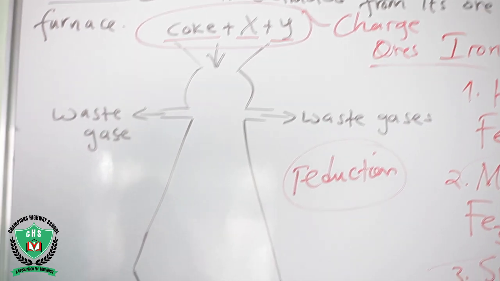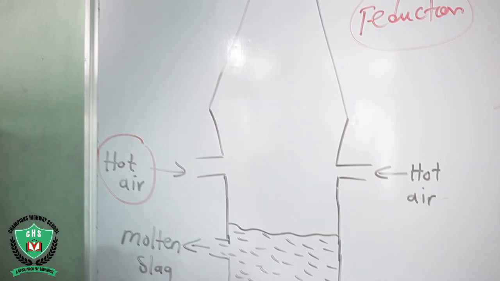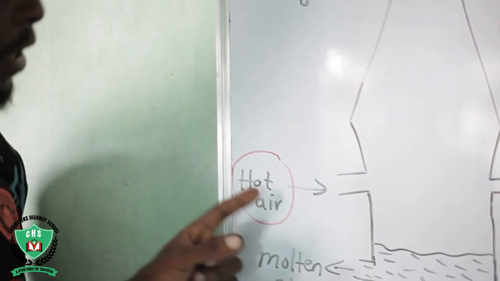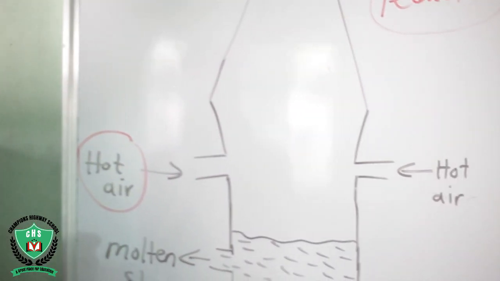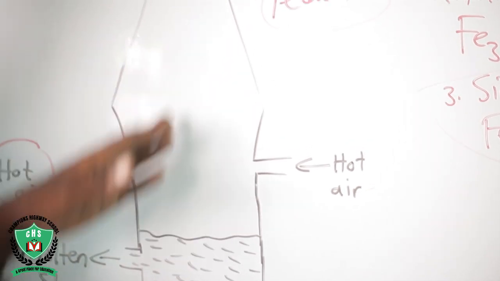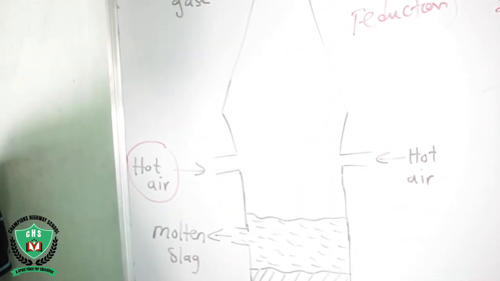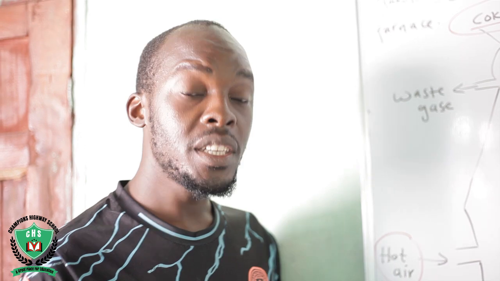These three substances will be put in the blast furnace. And over here, we have hot air entering the blast furnace. We need to know, when these three substances are put in the blast furnace, what actually happens? What are some of the reactions that take place?